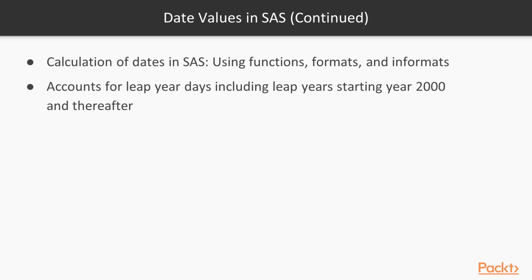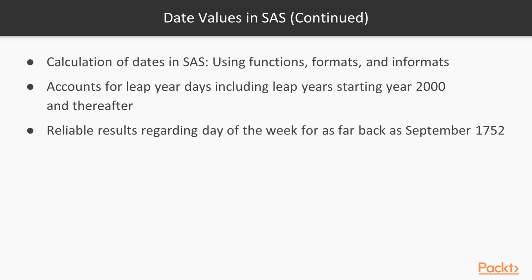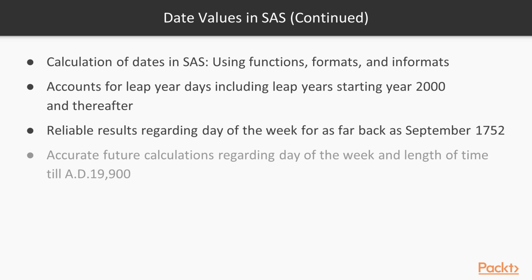SAS accounts for leap years, including leap years starting year 2000 and thereafter. It gives very reliable results regarding the day of the week as far back as September 1752, and it also gives future calculations correctly regarding the day of the week till AD 19900.